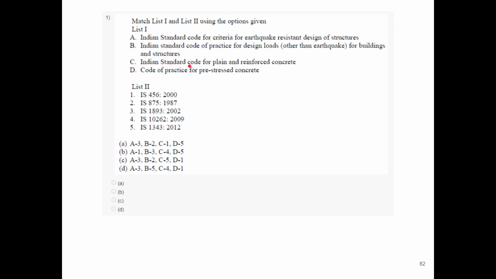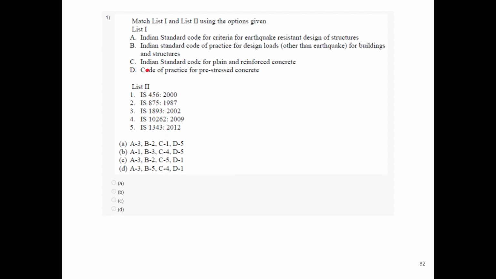Third is Indian standard code for plain and reinforced concrete. As I told you, that is the Bible code for reinforced concrete design. That is IS 456 2000. So C is 1. So basically I think this is the correct option.